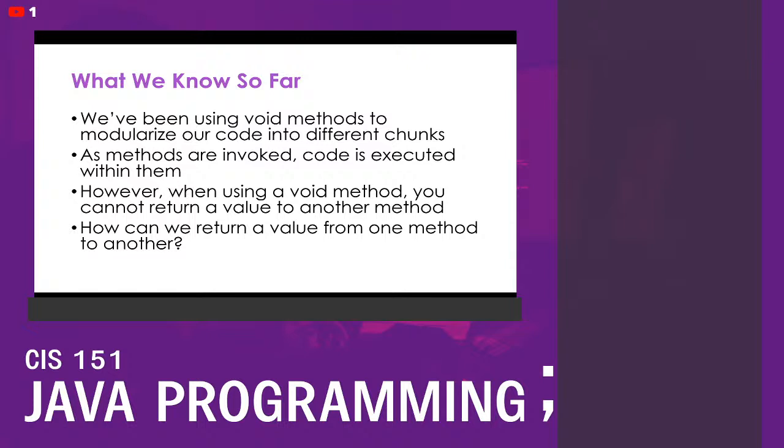But what if we want to get that real modularity to where we can write a method and then maybe pass the results of that method into a variable, or use the execution of that method to get results and use the results as an argument in another method? Well, that's where our value methods come in.